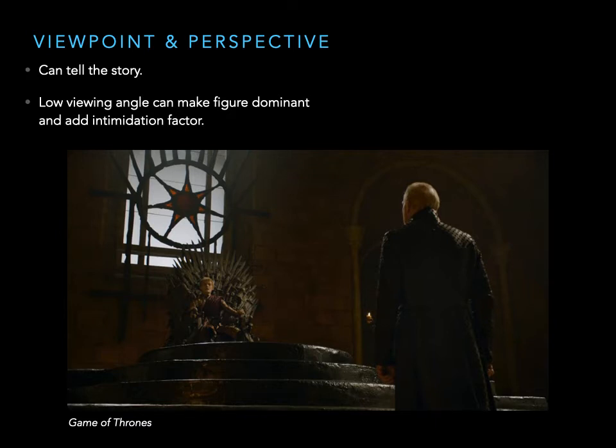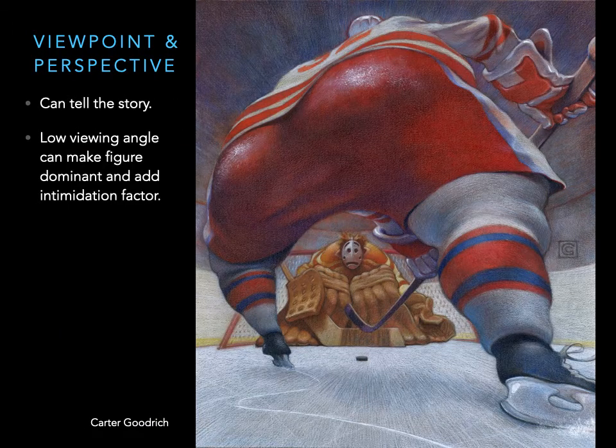So a low angle, a low vantage point. If anyone's familiar with Game of Thrones, we know Tywin Lannister here walking into the throne room to meet the king or to see the king, his grandson. We know who's in power, and it's not the one on the throne. Because of that vantage point, because of that low angle, that figure becomes more dominant on the right than the one on the throne. Similar idea here. The goalie is very diminutive compared to the figure coming straight at him.